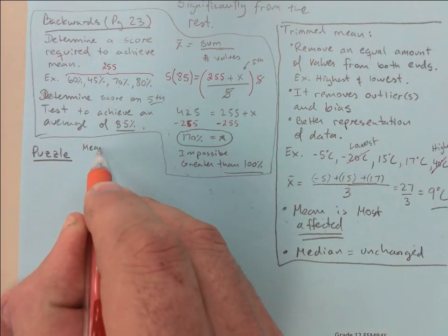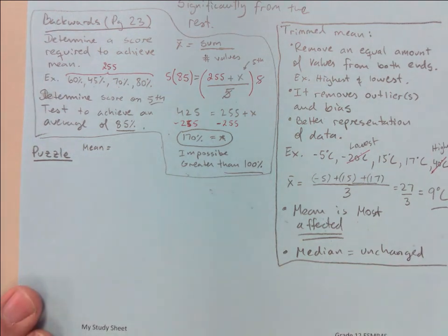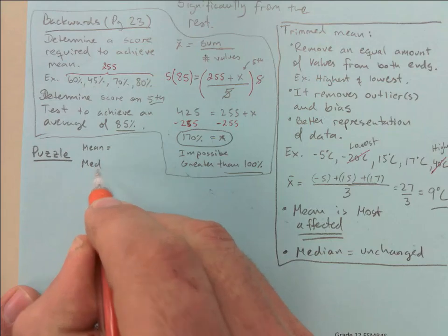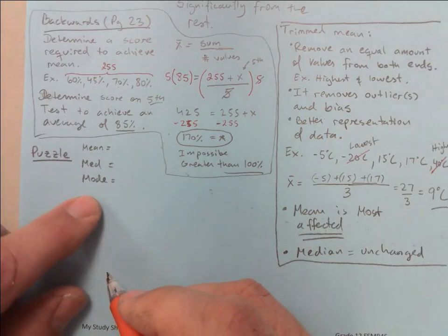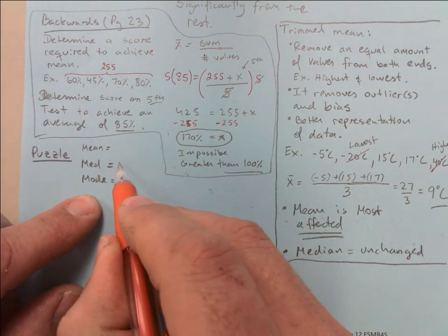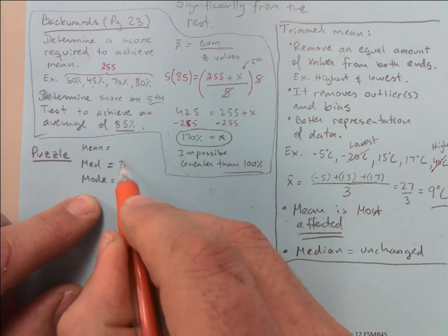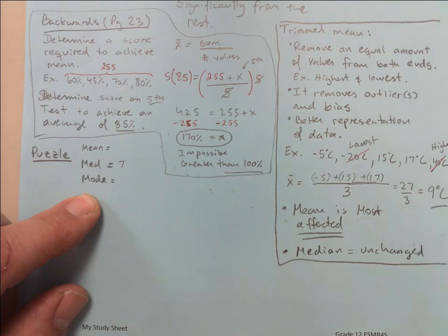Let's say the mean is supposed to be mean, median, mode. I'm making this up, so I have to be careful here. Hold on. If the median is, let's say, it's 7. The mode, let's say it's 4. And okay, let's see here. The mean, if I take this away from 60, 45.